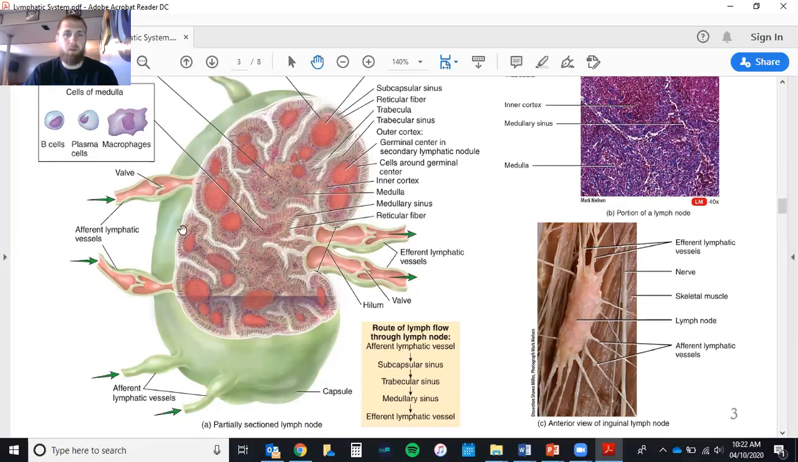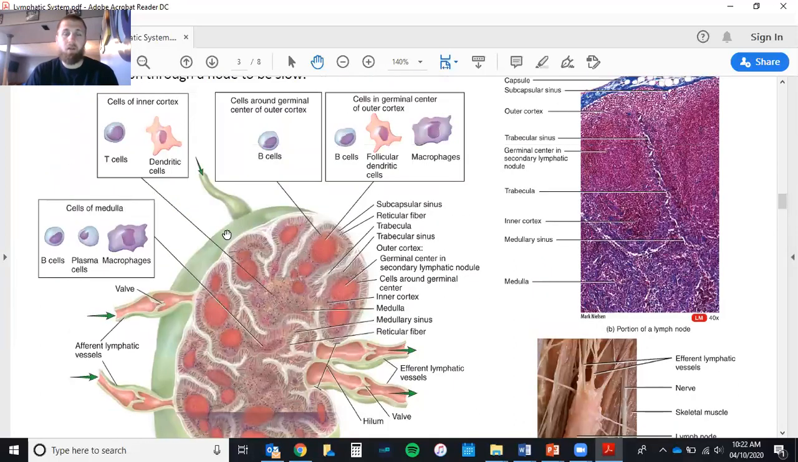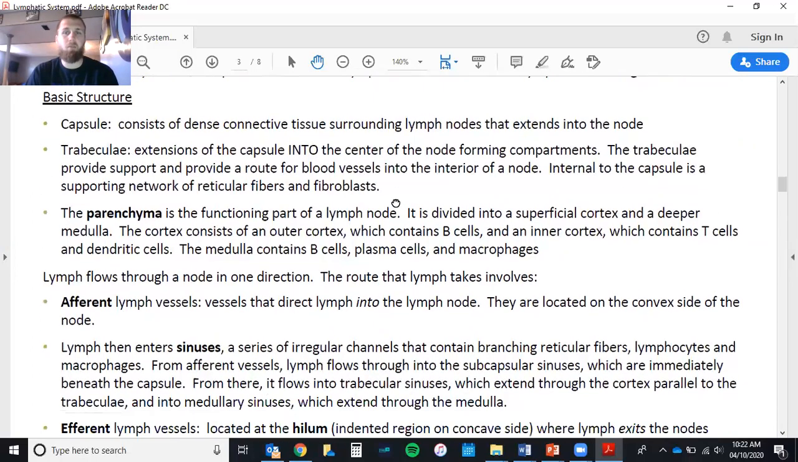That's why we've opened it up. These are called trabeculae, or fibrous trabeculae. You'll see them listed sometimes as trabeculae, which is plural; trabecula, as you can see here, is singular. What they do is extend into the center of the lymph node and form compartments.